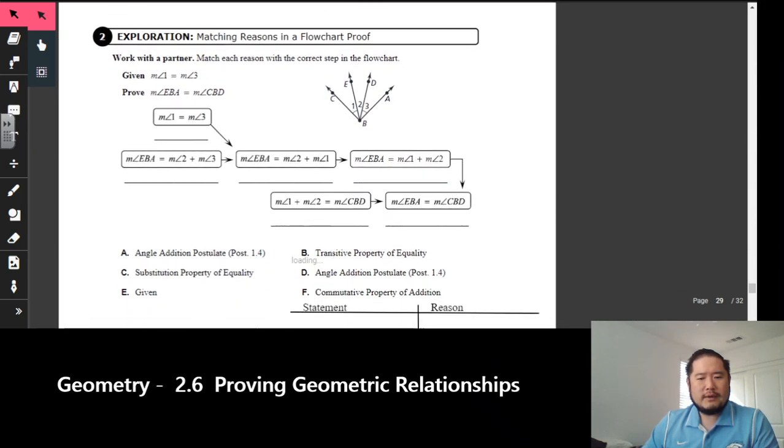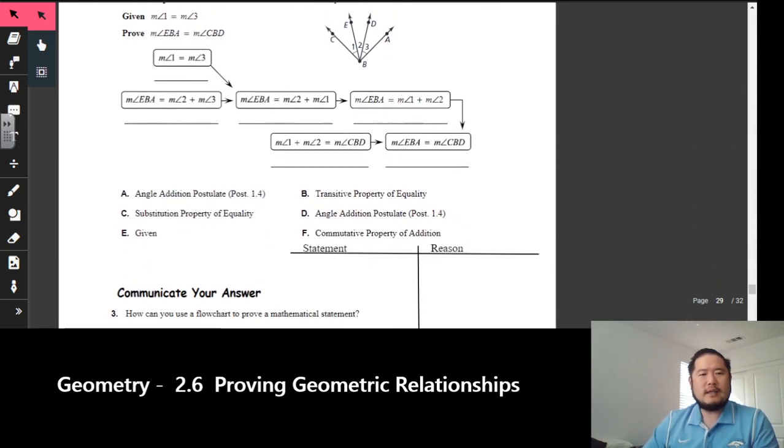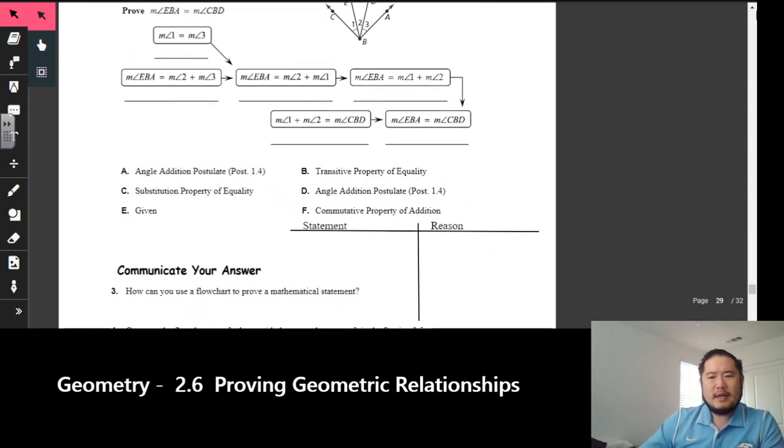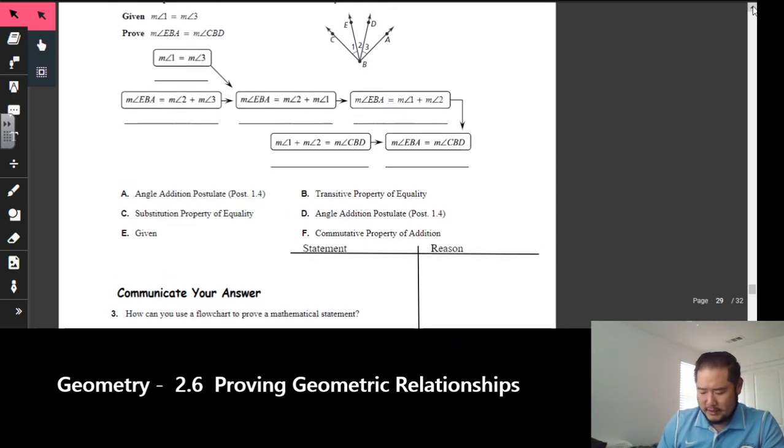So once again, we have something similar. They tell us angle 1 is equal to the measure of angle 3. And so let's start off right there with what is given. And we don't have as much space right here, so it might be a little bit small. Oh, I can't put given right there. I've got to write down the statement first, which is the measure of angle 1 is equal to the measure of angle 3. All right, so that right there is given.